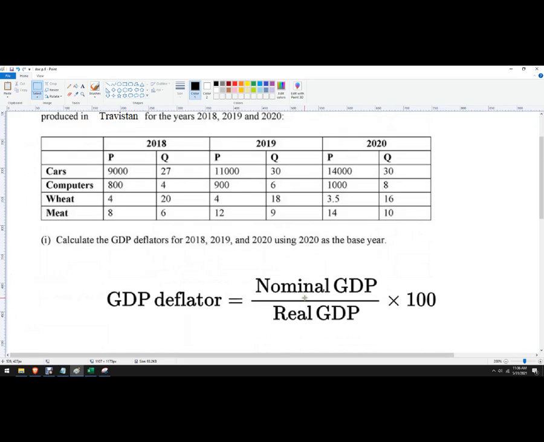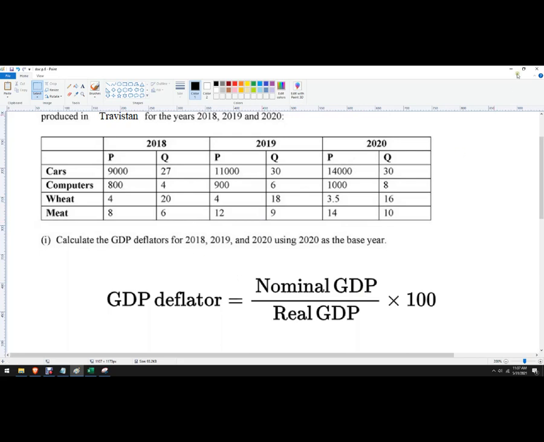When we do this, we need the nominal GDP, which is the current year quantities times the current year prices, and then the real GDP will be the current quantities times whatever the base year prices are. In this case, we're going to use 2020 as our base year. Now when you do that, we're multiplying the present prices times the present quantities. That's going to give us some amount for 2020. And then when we do that using 2020 prices times 2020 quantities, we're going to end up with the same thing. So as a rule, the GDP deflator in the base year is always going to be 100. So we actually know that one right away.